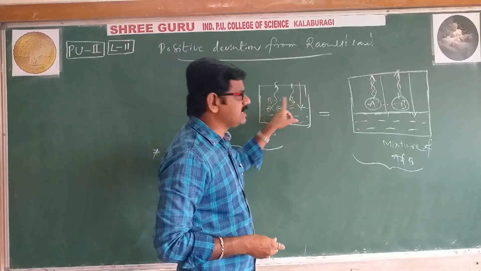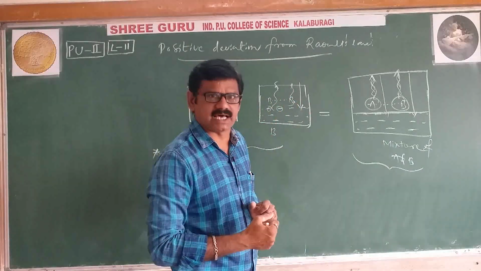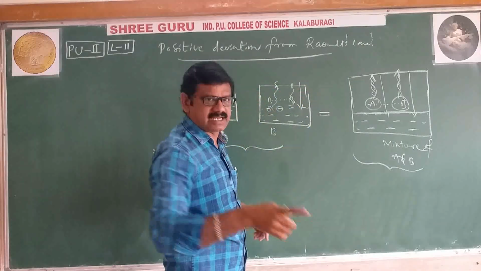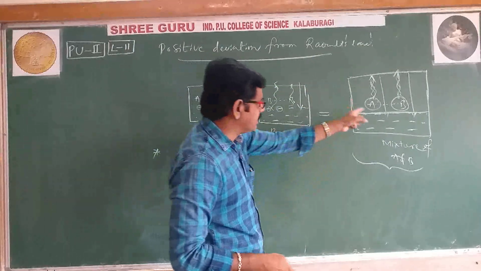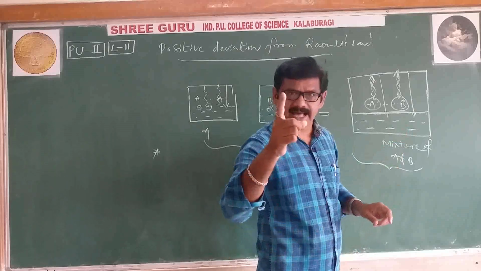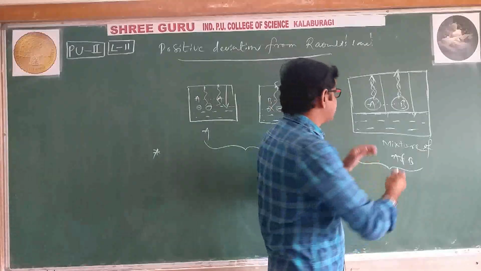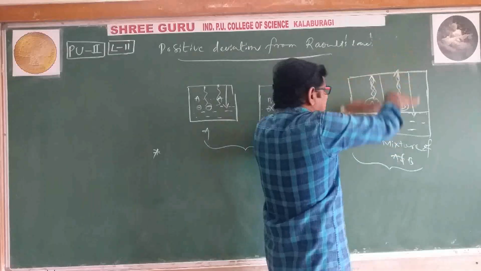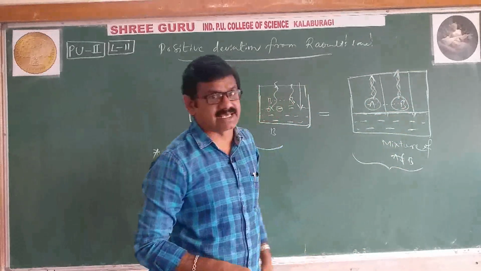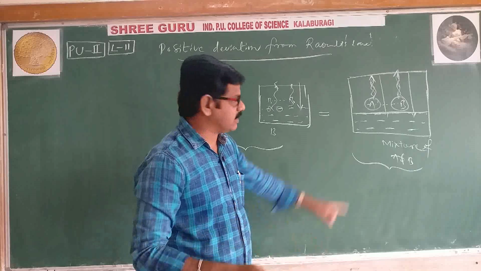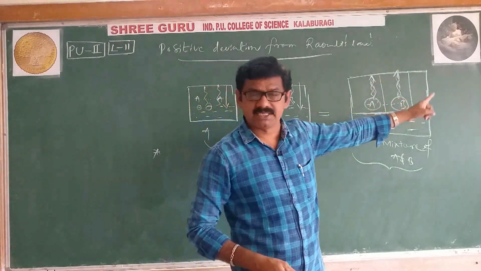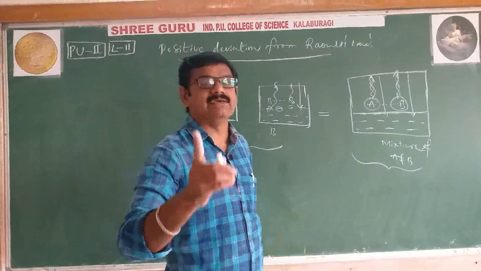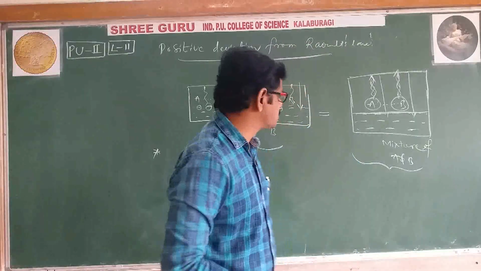Here also between B and B, strong attraction forces are there. Vaporization is less, automatically vapor pressure is also less. But here between A and B, attraction forces are weak. Because of that, more vaporization takes place, automatically more vapor pressure. Therefore, here vapor pressure is more than the pure components, which means it is a deviation from Raoult's law. We can show it like this.